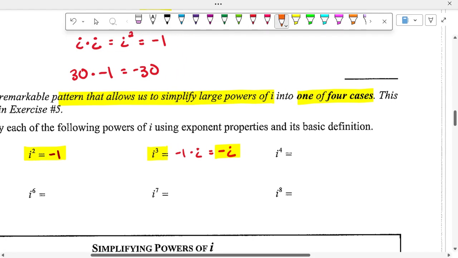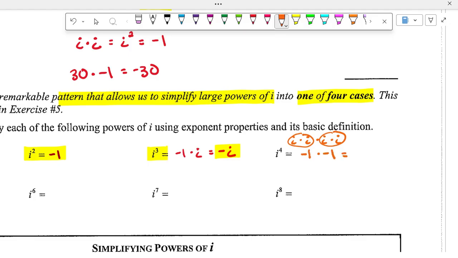Now, I to the fourth. Let's think about this logically. How many i's are in I to the fourth? 4. So we have I times I times I times I. How many pairs of 2 are there? There's 2. So we have 2 pairs of I, which is I squared times I squared. Well, what do we know that I squared is? Negative 1. So we have negative 1 times negative 1, which is what? 1. So I to the fourth is equal to 1.